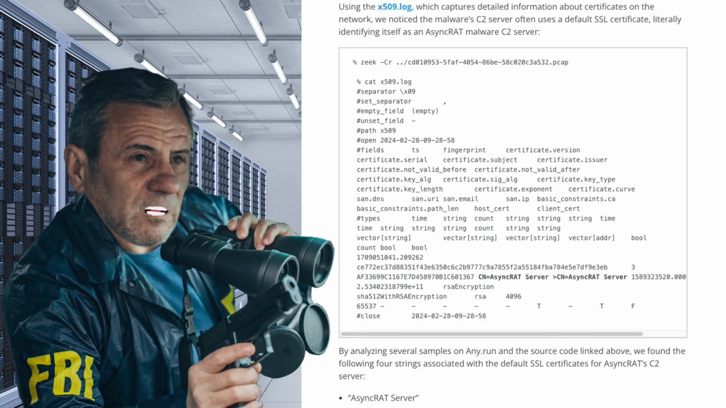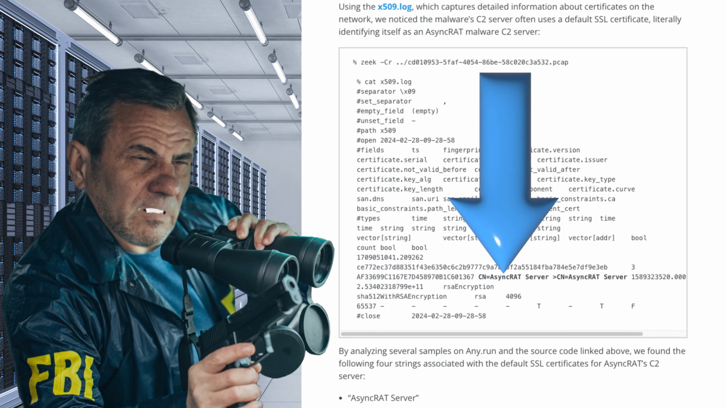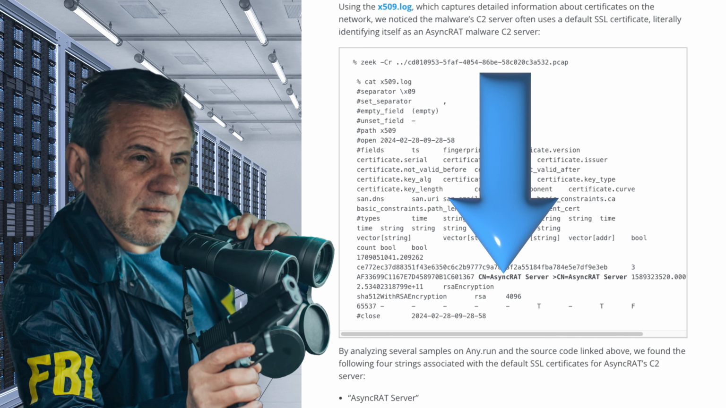Now, I don't mean to brag, but I am friends with one of the people on Corelight Labs, so he was telling me that when they discovered this, it about knocked them over. Look at this. You see this string over here? This AsyncRAT malware literally announces itself in the SSL certificates, and we can see that in Zeek's x509.log. And immediately you should be asking me, hey, Grizzled FBI Agent, why does this malware announce itself?